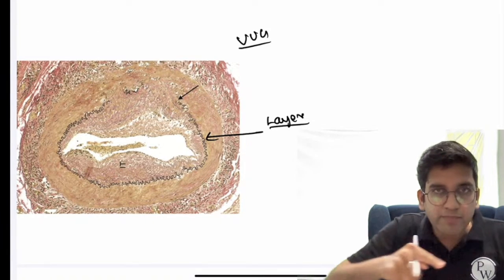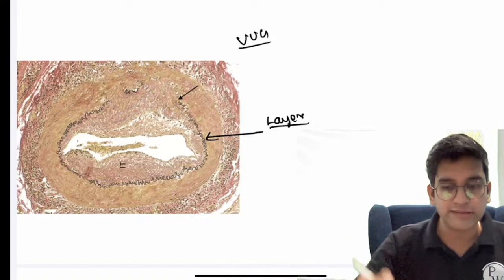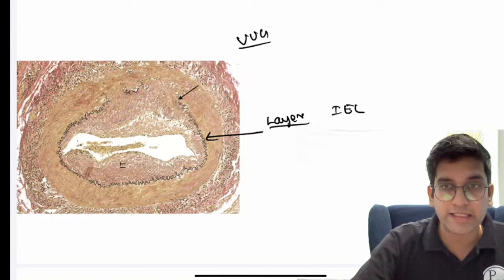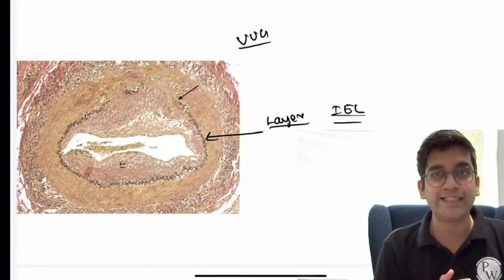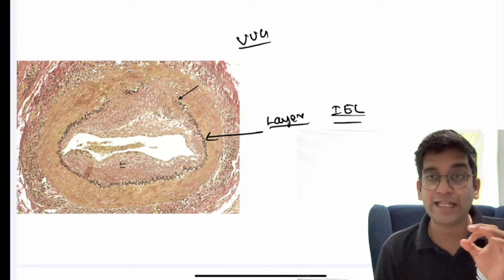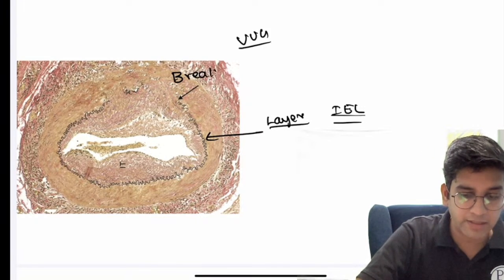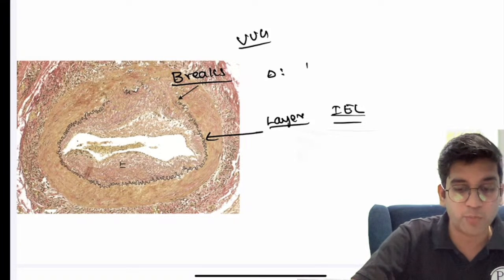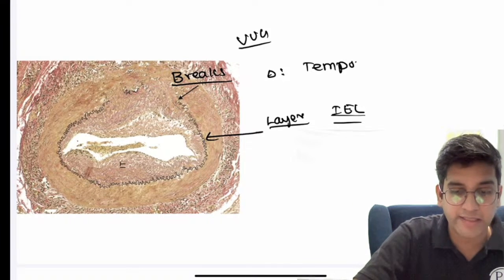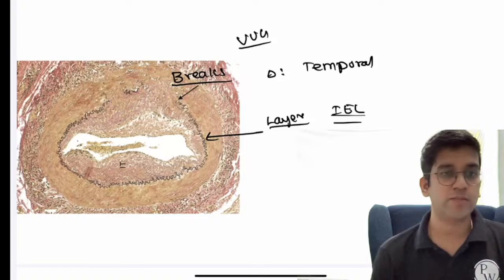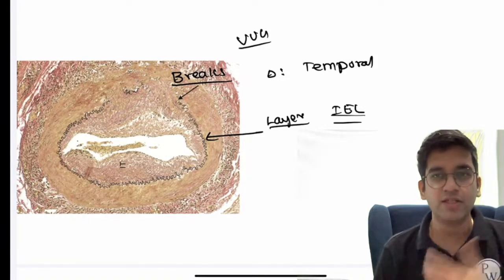You can see a tiny black layer. It's an elastic layer. This is your internal elastic lamina, right? And the internal elastic lamina will be broken. When you have breaks in the internal elastic lamina, that's the classical diagnostic pointer for your temporal arteritis or giant cell arteritis, right? Perfect. Since it was the same VVG stain, I included that.